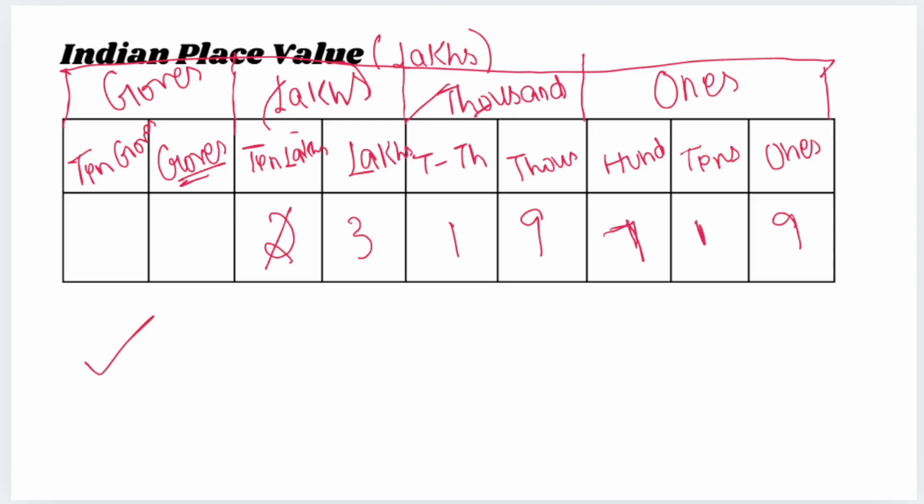So this we call the Indian system. Why do we call it the Indian system? Because we usually communicate or write our numbers in lakhs and crores.